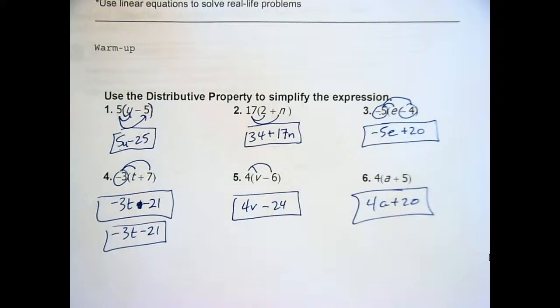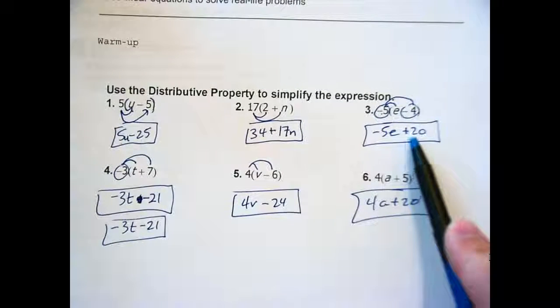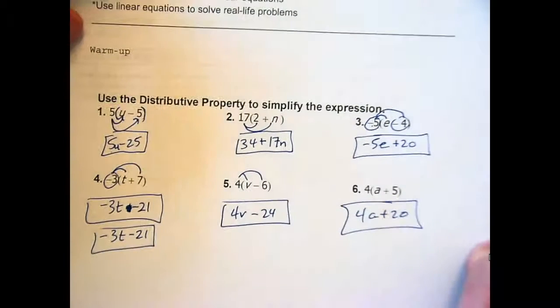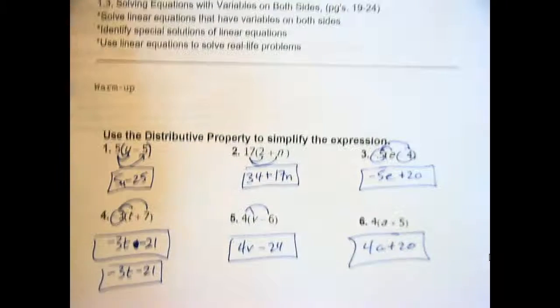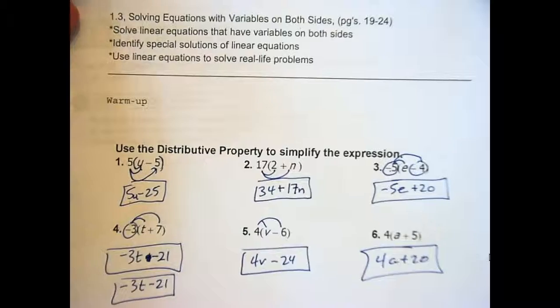How many got them all? How many made one little mistake? Anyone make the little mistake right here? That's a mistake we make sometimes. All right. Any questions? Were we supposed to write it out like that? All of just one in each one? Yep. Perfect. Very good.